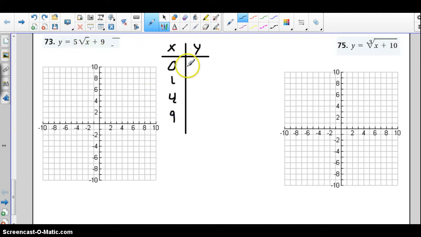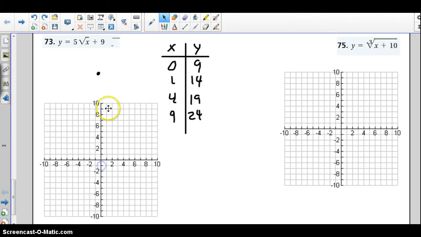So let's plug these in. 0 times 5 is 0 plus 9. Plug in 1. 5 plus 9. Plug in 4. That's going to be 2 times 5 is 10 plus 9. Plug in 9. 3 times 5 is going to be 15 plus 9. And if you want to simply graph these, we're just going to go to 0, 9. 1, 14. I'm going to go ahead and move this, because we're going to have to expand this a little bit.